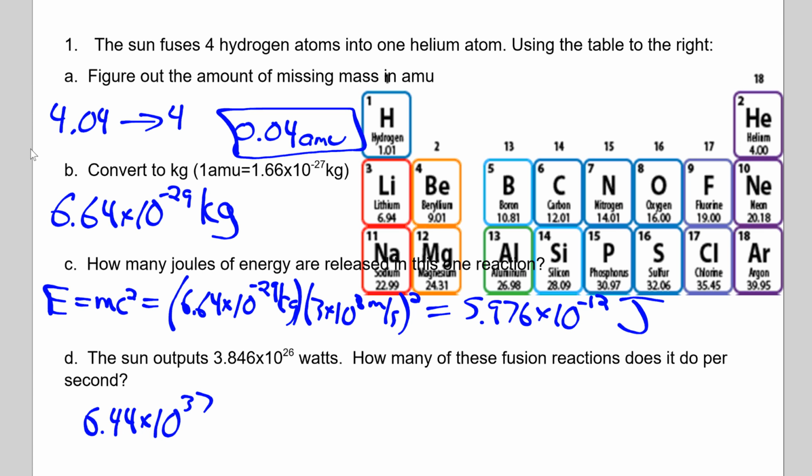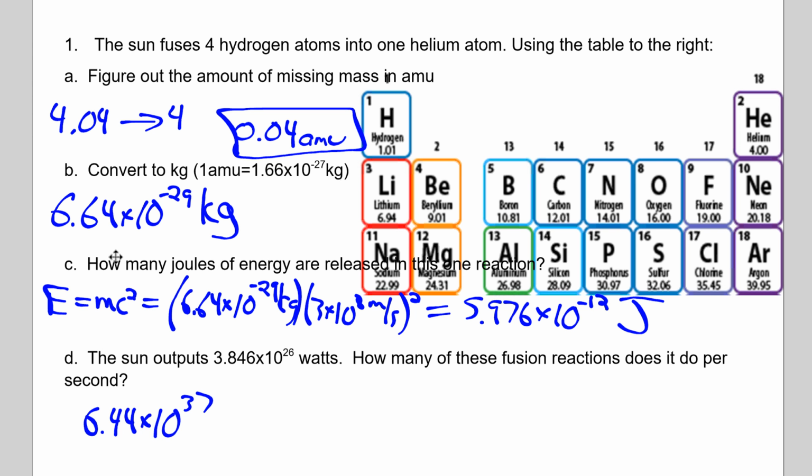Speaking of the sun, the sun fuses 4 hydrogen atoms into 1 helium atom. Let's figure it out. I mean, it's all in front of you, but let's do it. So hydrogen has a mass of 1.01. Helium is basically made from 4 hydrogen atoms, so you'd expect it to be 4.04, but we're missing 0.04. That's the missing mass. That's the mass defect. So we take that 0.04 atomic mass units, convert it to kilograms. It's 6.64 times 10 to the negative 29 kilograms, which is between the mass of a proton and the mass of an electron. How many joules of energy are released?